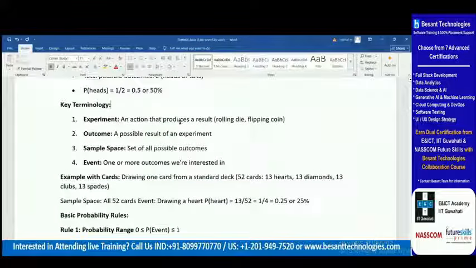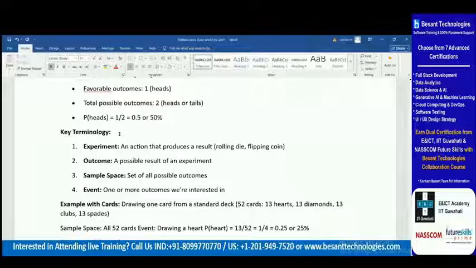This is about, and you have to remember 4 points in this probability. One is experiment, another one is outcome, sample space, and event. Experiment is what you're going to do.